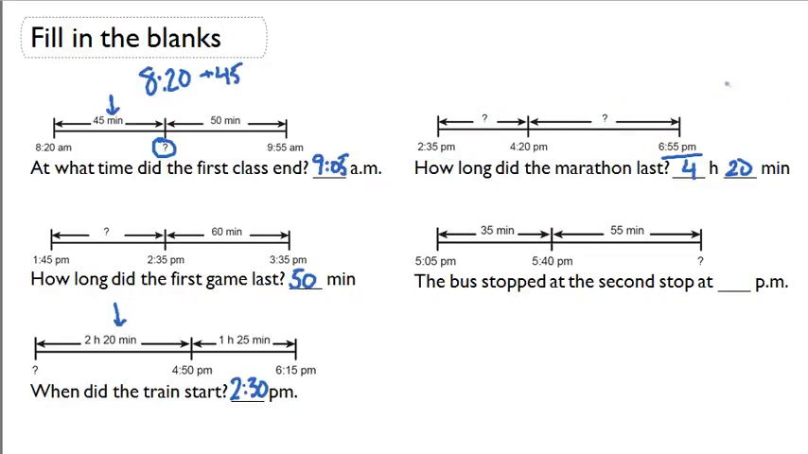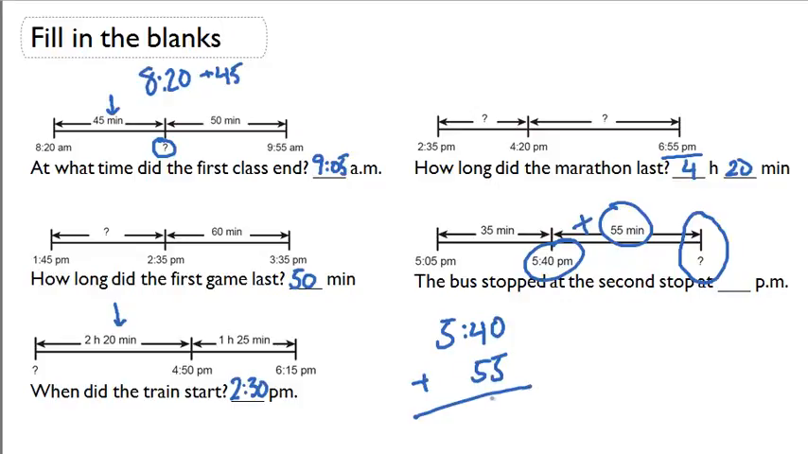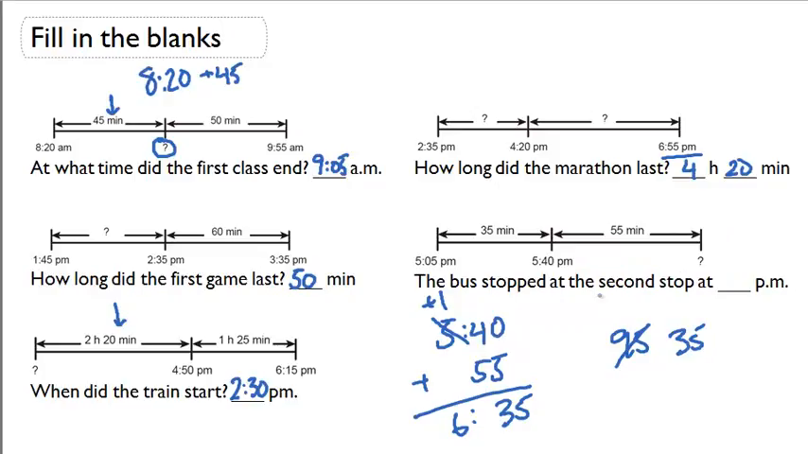And last problem. At the second stop, this might be a little bit more difficult, but I think we can do this. At the second stop, I want to find the final time here, but I have the elapsed time and the initial time. So I can just add these two together. 5:40 plus 55 minutes, and I get 95, right? 55 plus 40 is 95, but I have to take 60 away from that and add an hour here. So it becomes 6. So ultimately, the time it stopped at the second stop was 6:35.